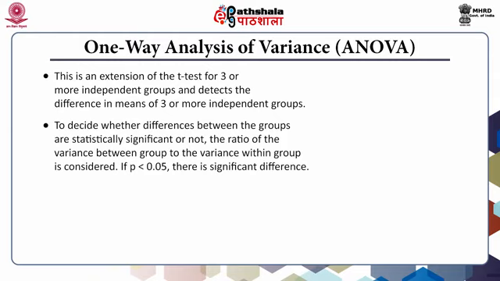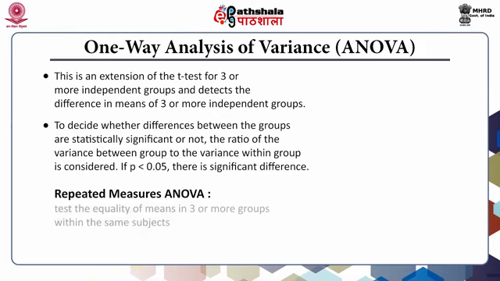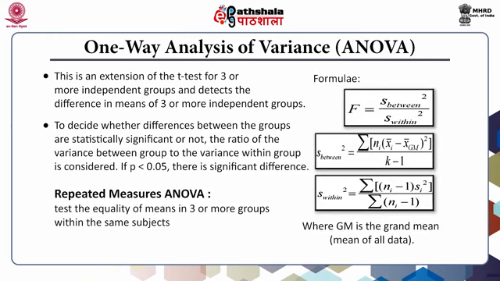0.05 indicates significant difference. Repeated measures ANOVA tests the equality of means in 3 or more groups within the same subjects. The formula used in one-way analysis of variance is given alongside.